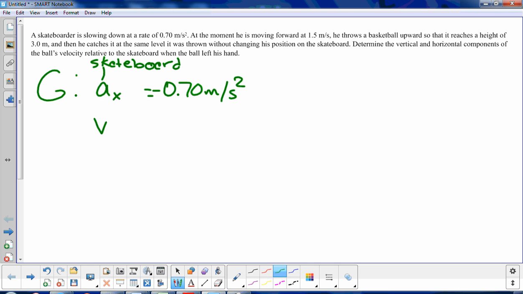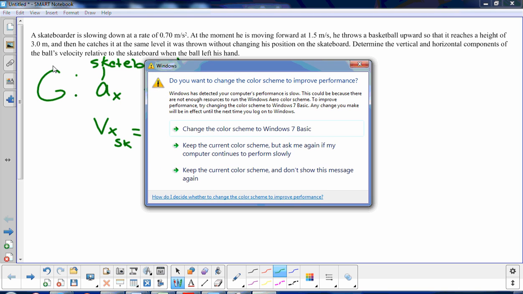So that means my velocity in the X direction for the skateboard again is 1.5 meters per second. Why Y? Because I'm going to read the whole problem, and I'm going to figure out he's going to throw something up, and I'm going to call that Y. Okay, so he throws the basketball upward so that it reaches a height of 3.0 meters.